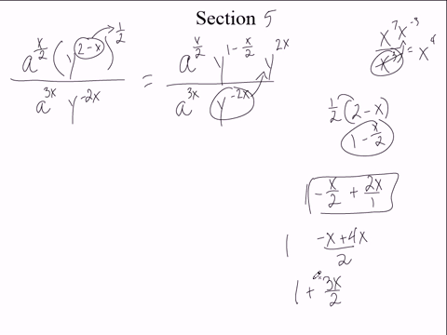Yeah, that's the way I do it. They write it different in the book. This is how I would do it. So that's your y's. So our answer would be y to the 1 plus 3x over 2. All right, so I've taken care of the y's. Now what do I have to mess with? The a's. So let's play around with the a's.